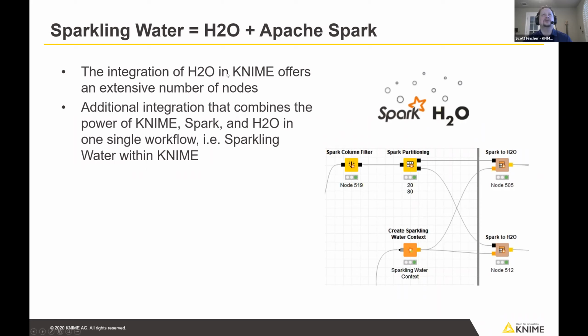And so that's what this slide is talking about, Sparkling Water, combining the power of H2O and Apache Spark together. You can do all of this within KNIME without writing any code. So again, this is more on the big data side, but if this is something that you're interested in doing, we have other workflows out there that go into more detail about how this works, and why you'd want to use it. You'd want to use it because it's really fast.